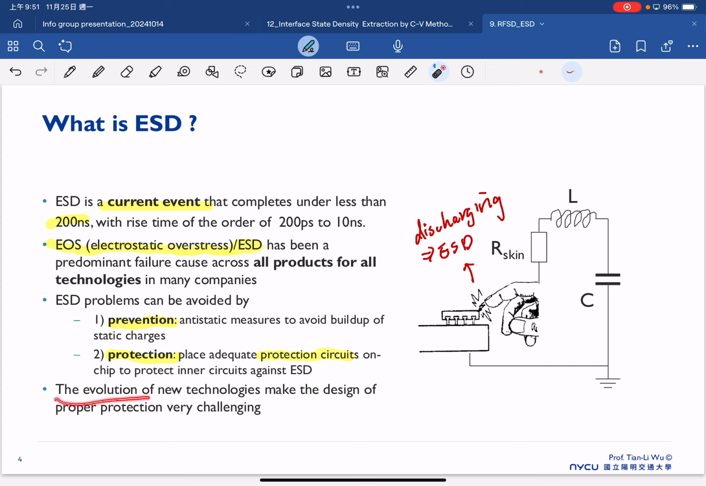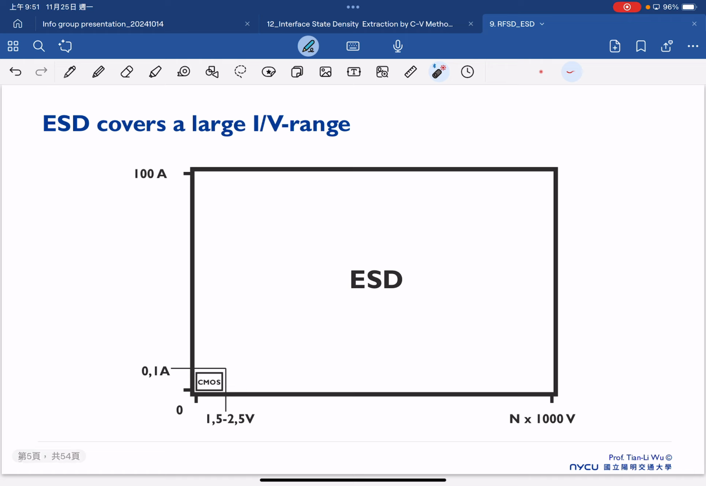And the evaluations of new technology make the design of the proper protection very, very challenging. So we will also talk about this later. So here is a typical ESD, which covers a very large IV range. For example, in our typical CMOS, our operation current might be 0.1 amp, and our operation voltage might be below 2.5 volt.